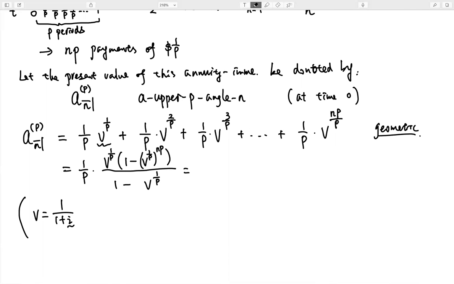We can simplify because we know 1 over P we can keep. There's nothing we need to do. We can write V as 1 plus I to the -1 because it saves some of the writing. Then it goes to the denominator. So NP divided by P is obviously N. So that's what we have on top.